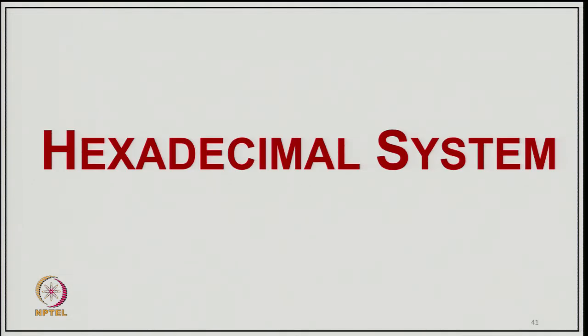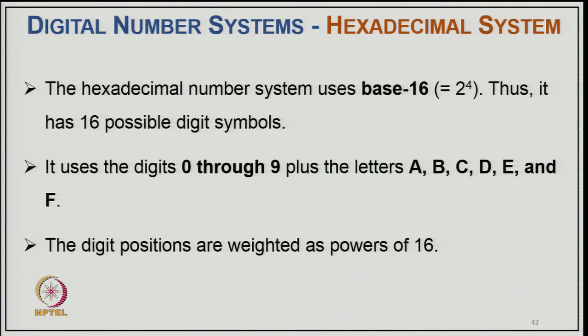Now, the other number system is the hexadecimal system. The hexadecimal number system uses base 16, which is equivalent to 2 to the power 4. Thus, it has 16 possible digits and uses digits 0 through 9 plus the letters A, B, C, D, E, F. Up to 9 there are 10 digits, so we need 6 more digits, and those 6 more digits come from A, B, C, D, E, F.